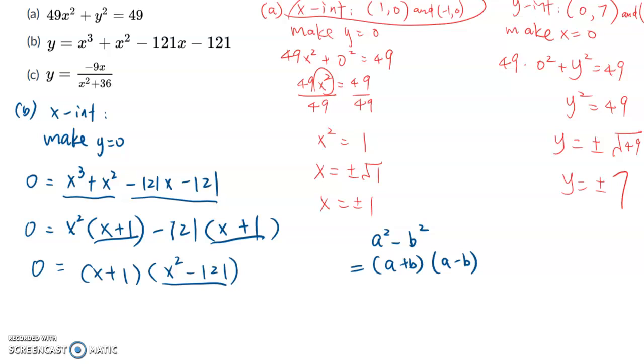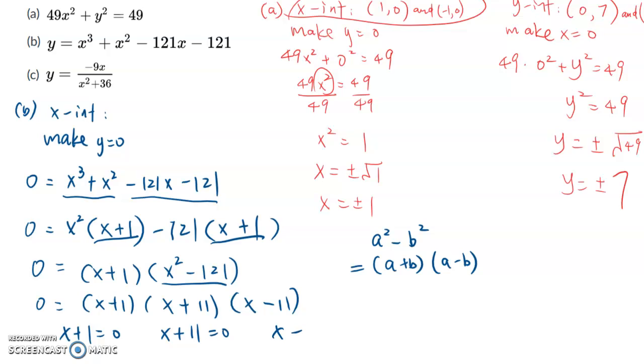Okay, so I'm going to keep factoring. I will have x plus 11, x minus 11, because 121 is 11 squared. Okay, now it has three factors. I can write each factor equal to 0. Either x plus 1 equals 0, or x plus 11 equals 0, or x minus 11 equals 0. Here I will have three x-intercepts: negative 1, negative 11, and positive 11.